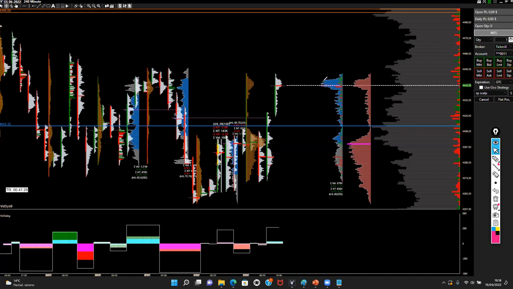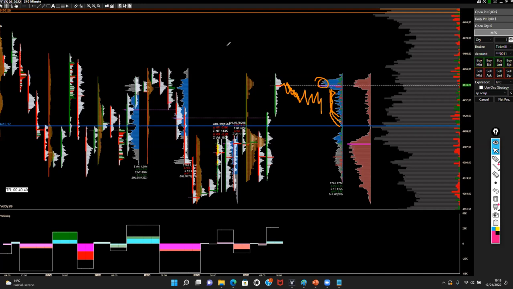Second scenario, it can happen that this high volume area will act as a resistance, and then price will start to trade lower. And in this case, of course, what would happen to this profile? It will be slowly filled over this area. Of course, if price would start moving this way, volume will grow right here, and this area of the volume profile will be balanced.